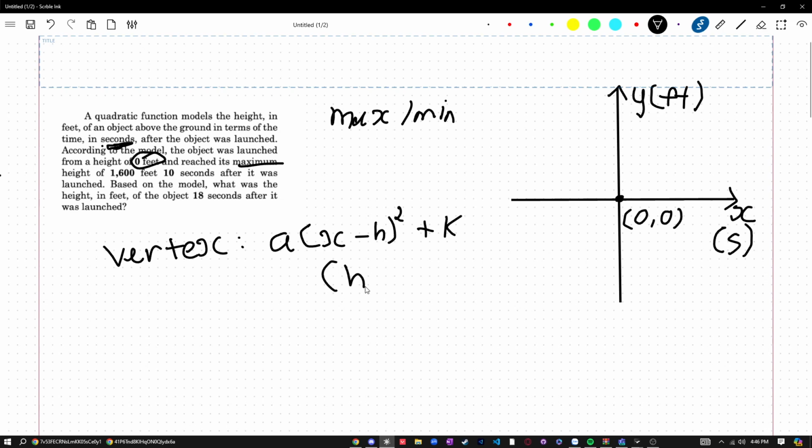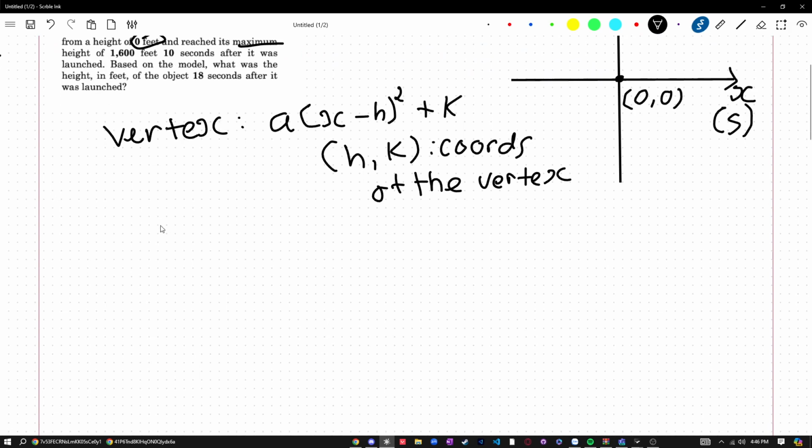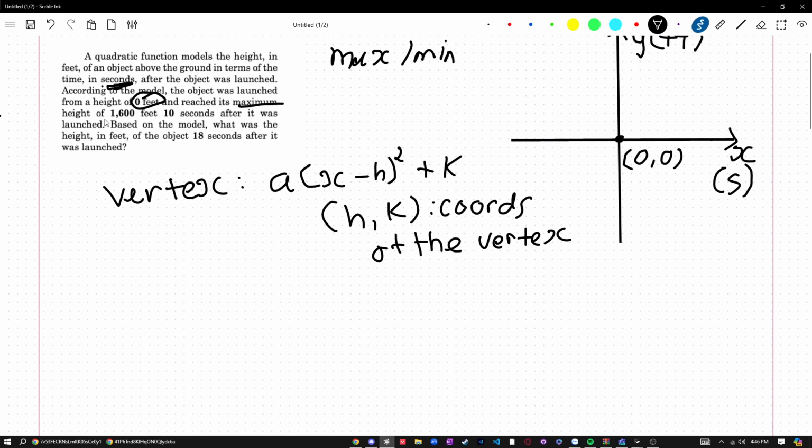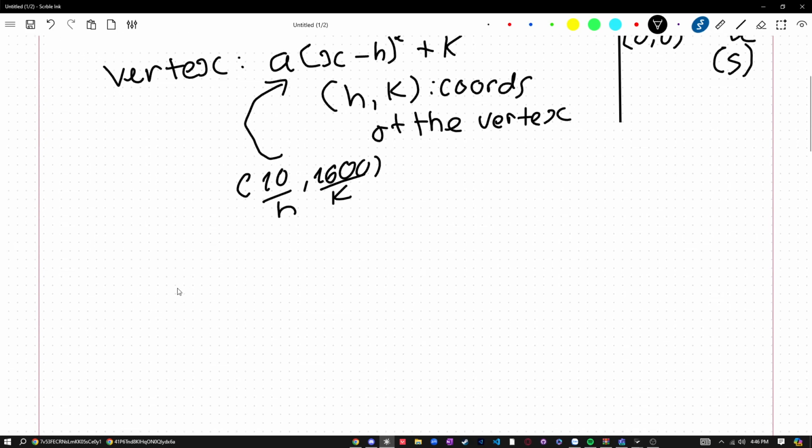So h and k are the coordinates of the vertex. Alright, so it gives us a maximum height of 1,600 feet at 10 seconds. So the coordinate of the vertex should be 10 and 1600. So we got the value of h and k. Now we substitute back into this vertex form, and that will give us this equation right here.